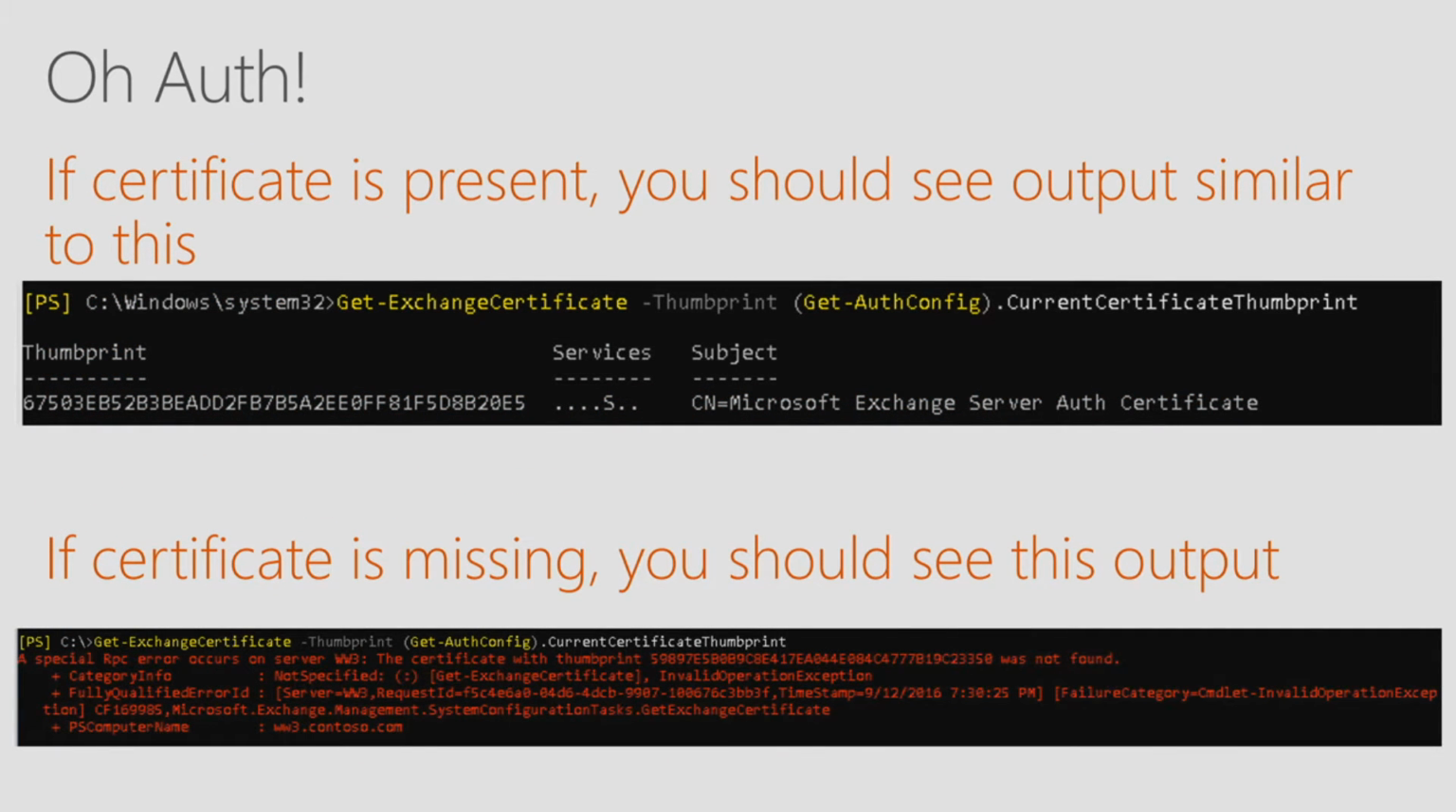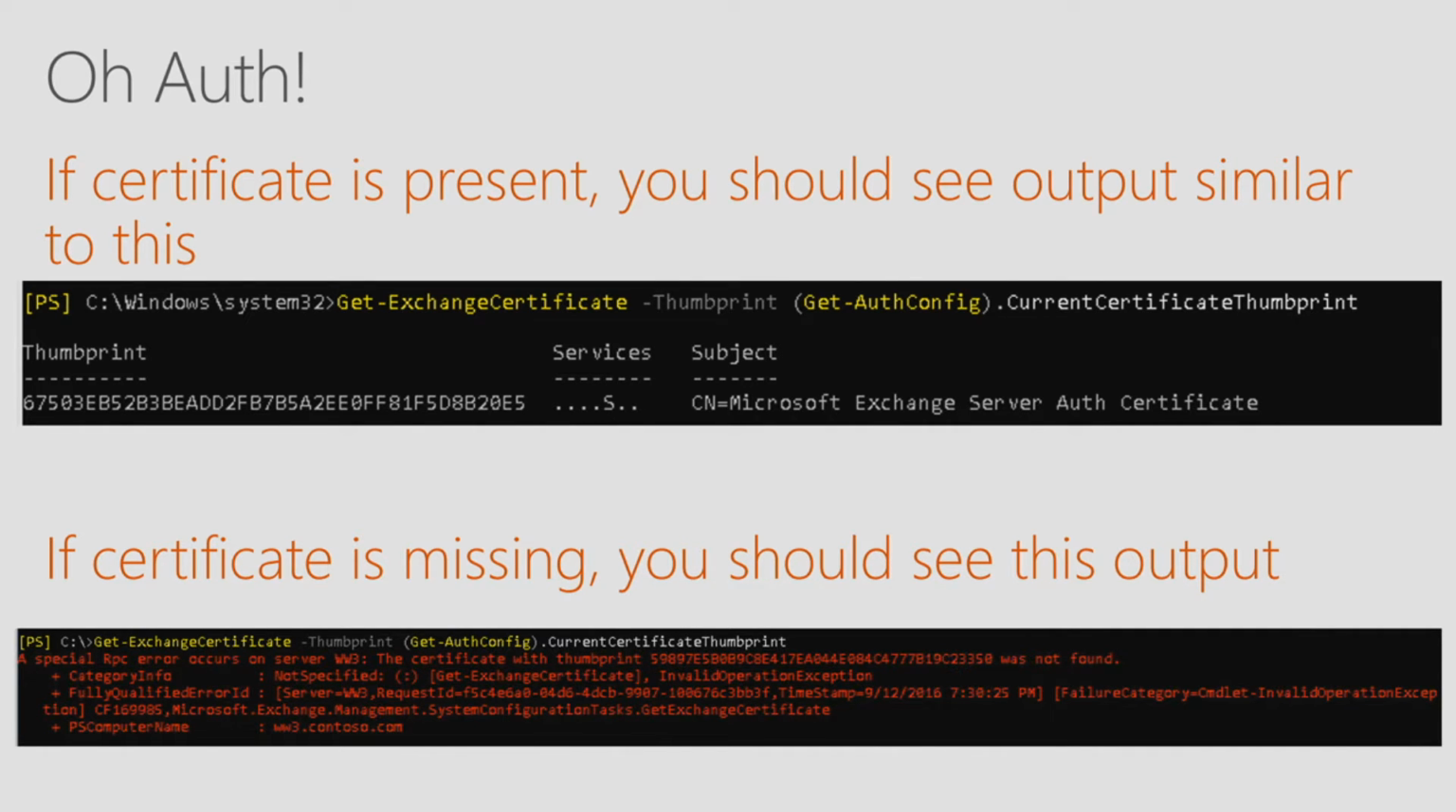But you can also use PowerShell to see. If you run Get-ExchangeCertificate, it'll tell you whether or not the certificate is there. If it's present, you'll see output similar to the top square. If it's missing because it was deleted or whatever, then you'll see the output on the bottom, which gives you the error message.